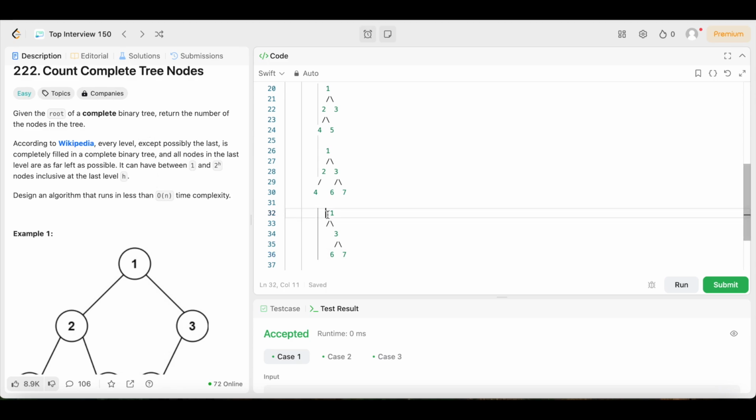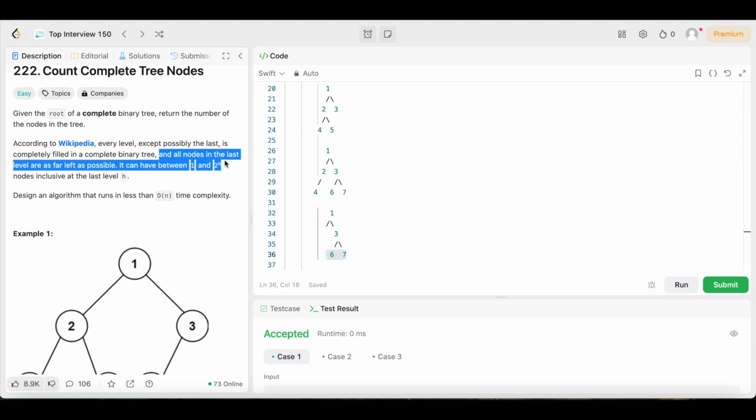So in this first level, that's completely filled. But the second level is not completely filled because it's a null right here. If it was filled, there would be no null. Since there's a null right here, it's not completely filled, so it doesn't satisfy that requirement of every level except for the possibly last being completely filled, and it doesn't satisfy the second requirement where all nodes in the last level are as far left as possible, right?